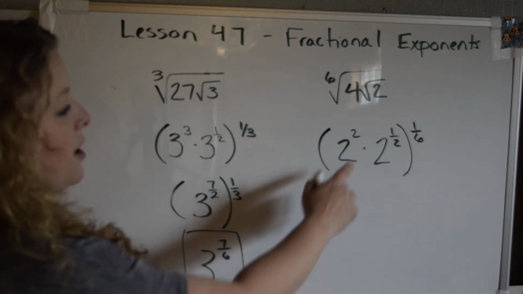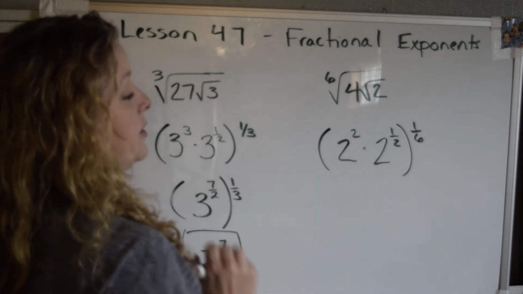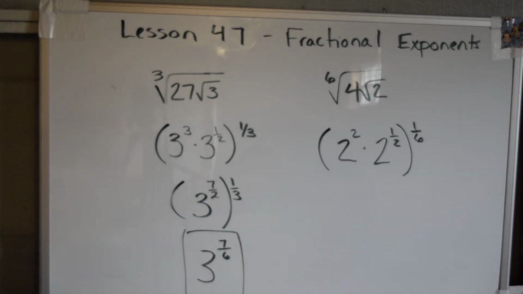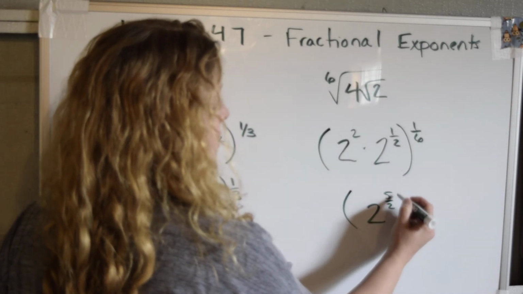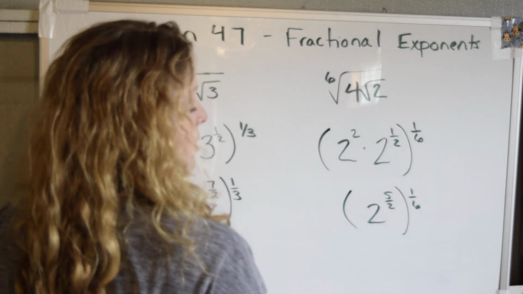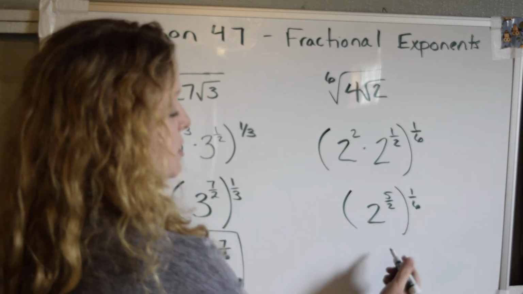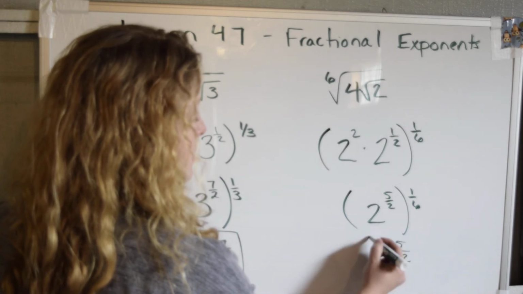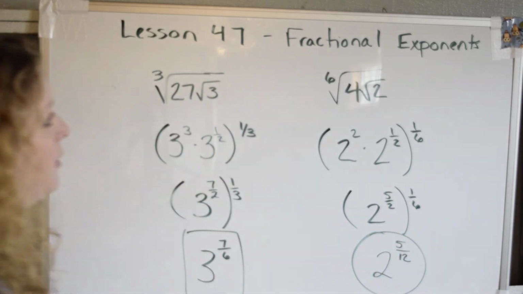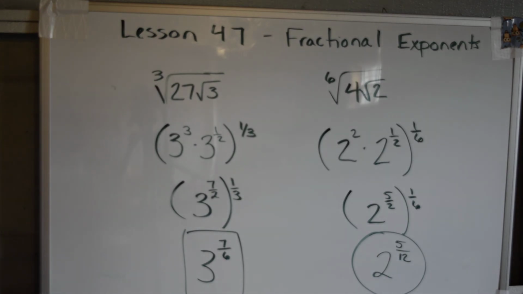We combine our exponents by adding here. So 2 plus 1/2 is 5/2 to the 1/6 power. And then when you have a power raised to a power, you multiply. 5/12. All right, that's the new part with fractional exponents.